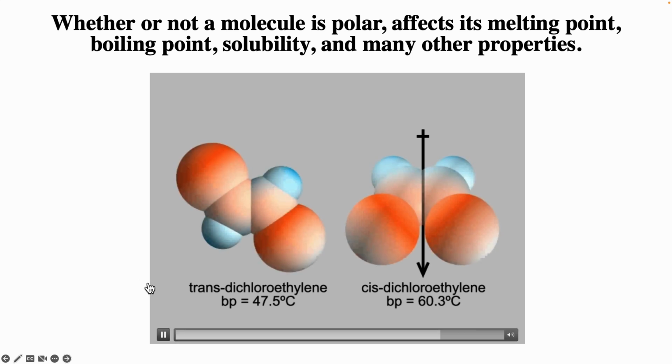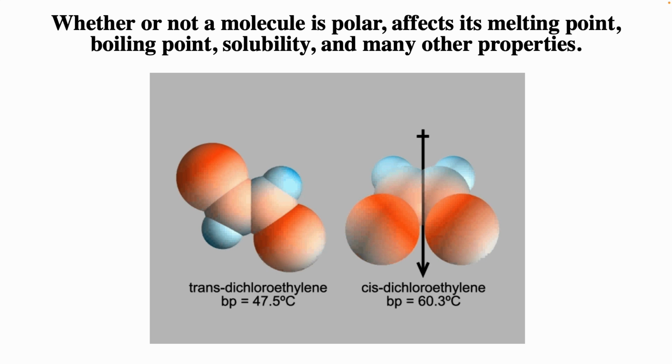Since greater polarity leads to stronger attractions among the molecules, the cis compound boils over 18 degrees higher than the trans compound. And again, whether or not a molecule is polar or nonpolar will affect its boiling point, melting point, solubility, and many other properties. And so notice that here, this molecule, because it's polar, has a little bit higher boiling point than this molecule that's nonpolar, even though they contain exactly the same set of atoms.